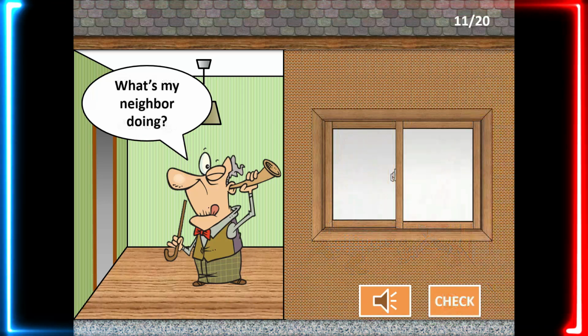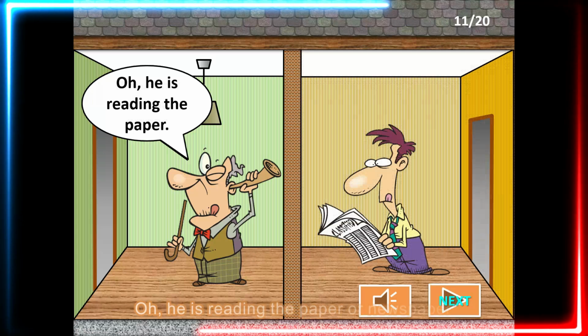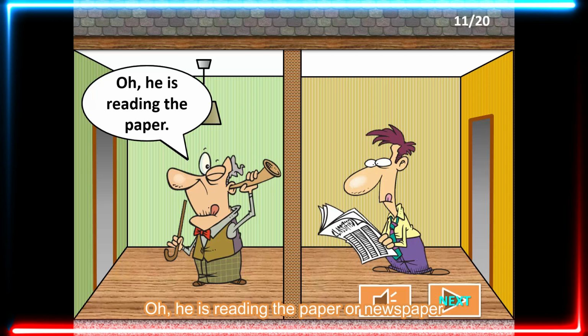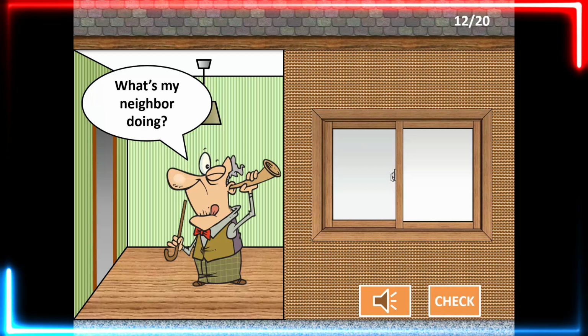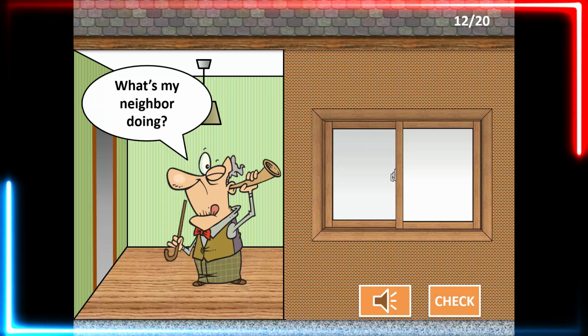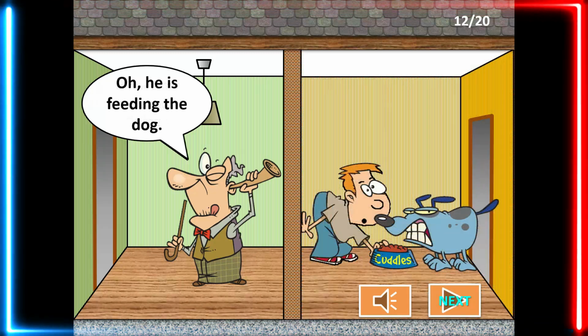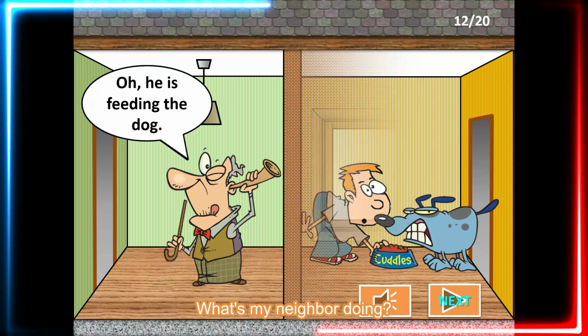What's my neighbor doing? No, he is reading the paper or newspaper. Okay, next one, you're all on your own. Let's try. What's my neighbor doing? What's that? You know what that is? Oh, he is feeding the dog. You can see there's the bowl you heard. The dog is barking. What's my neighbor doing?